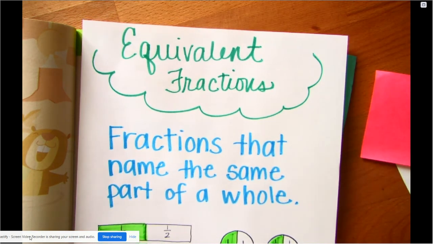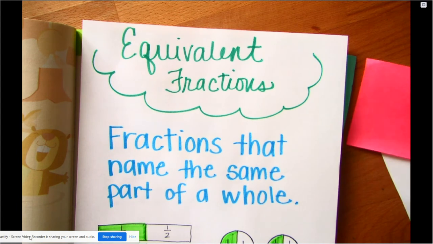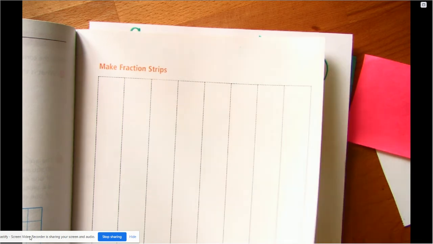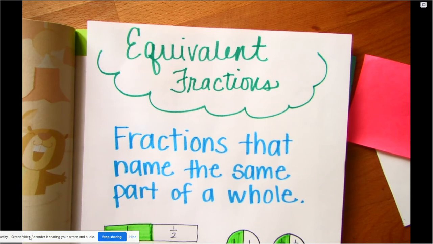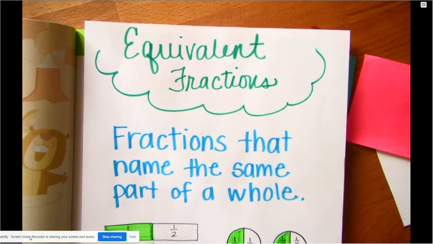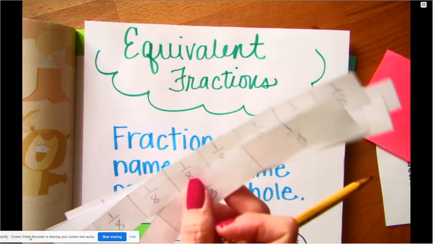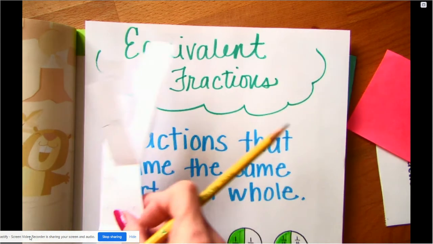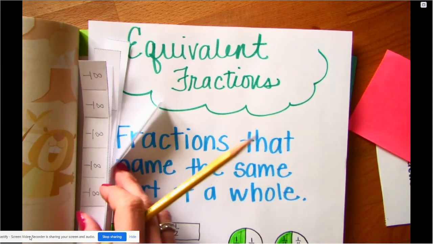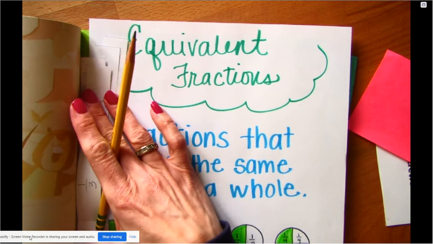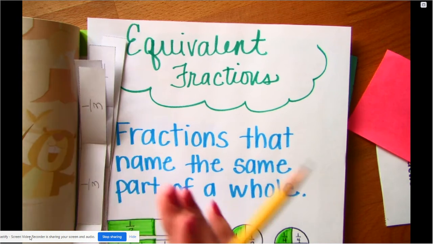Now, in your book, there's a page that looks like this that I've already asked your parents over the weekend to help you make into fraction strips. Hopefully they were able to do that. I've got mine done. And one tip I want to give you is once you don't need them, just put them inside your book, almost like a bookmark. Don't let them hang out. That way they'll stay nice and neat. They won't get ripped. You won't lose them.